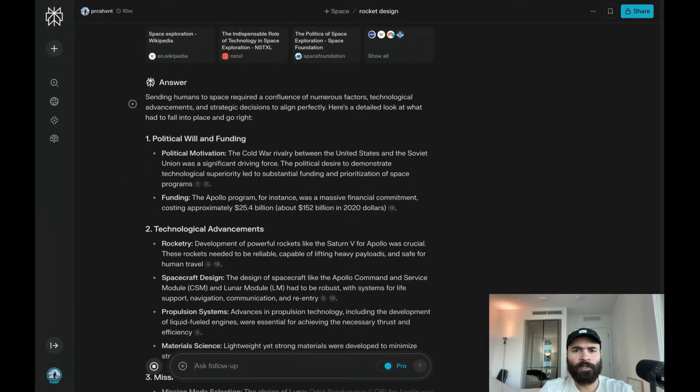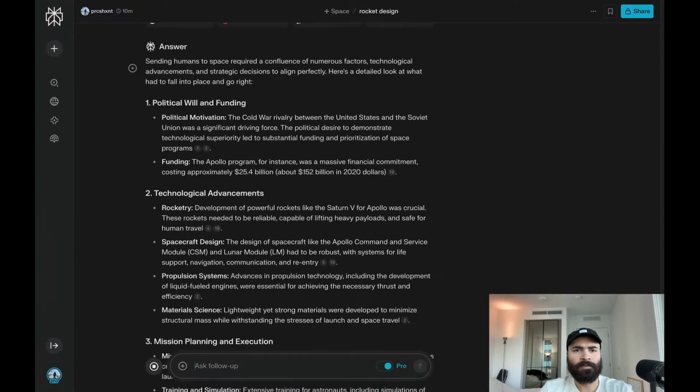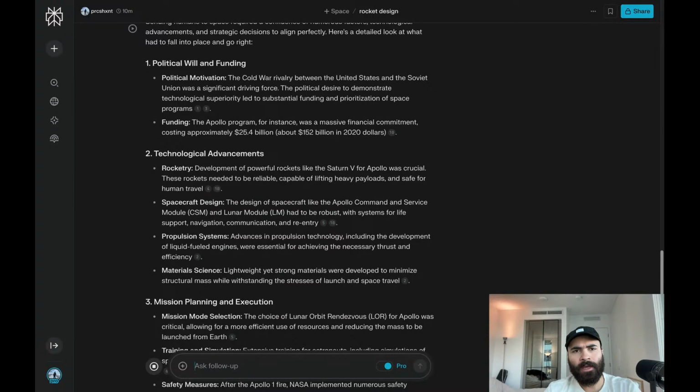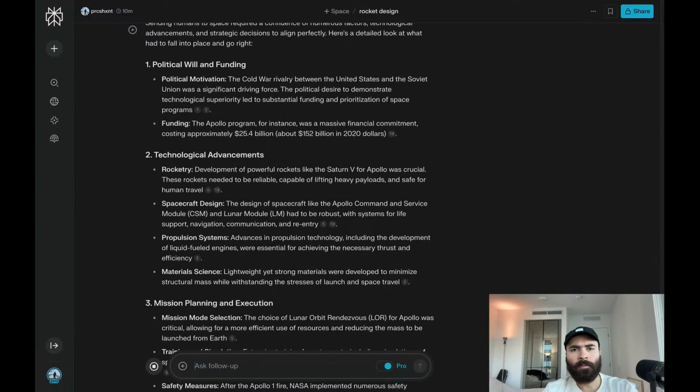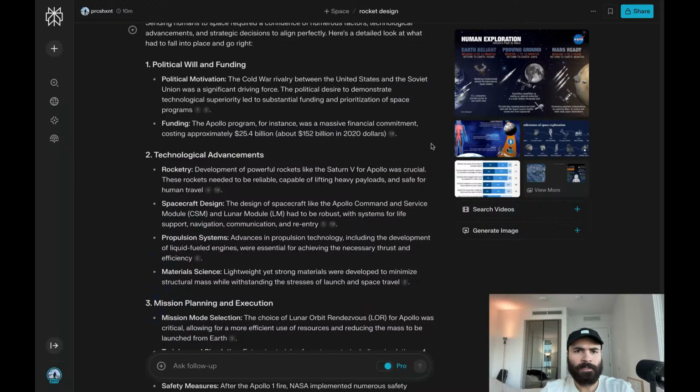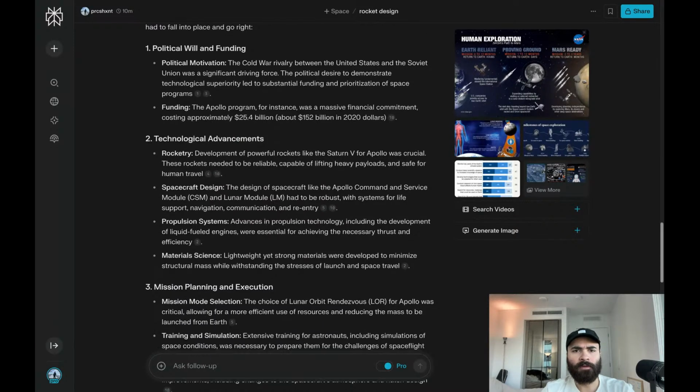Sending humans to space requires a confluence of numerous factors, technological advancements, and strategic decisions to align perfectly. Political will and funding: the Cold War rivalry between the United States and the Soviet Union was a significant driving force. The political desire to demonstrate technological superiority led to the substantial funding and prioritization of space programs.